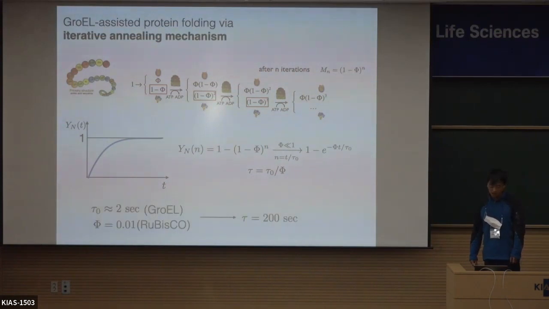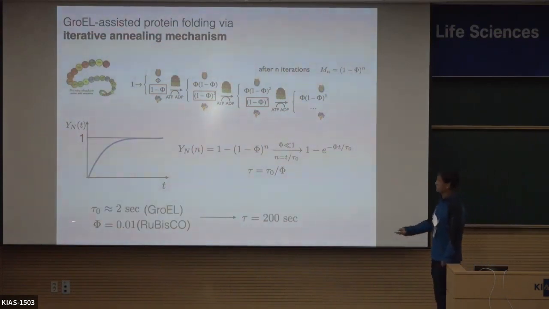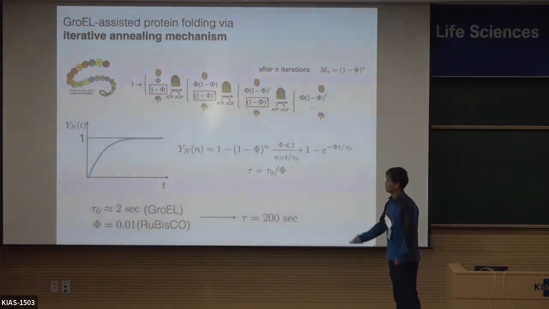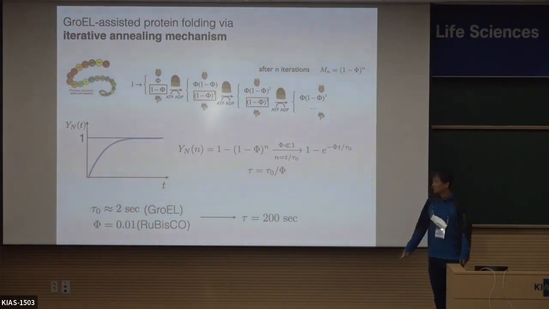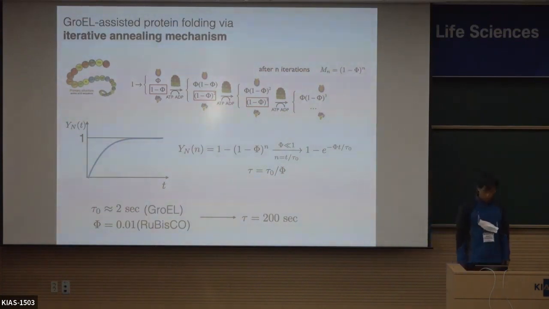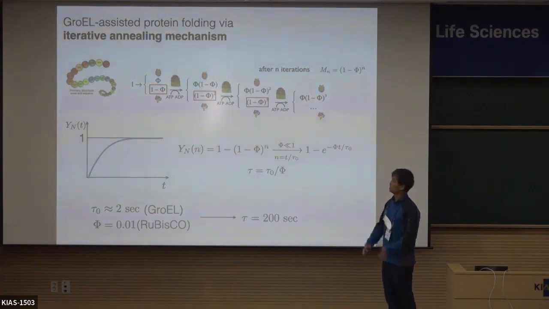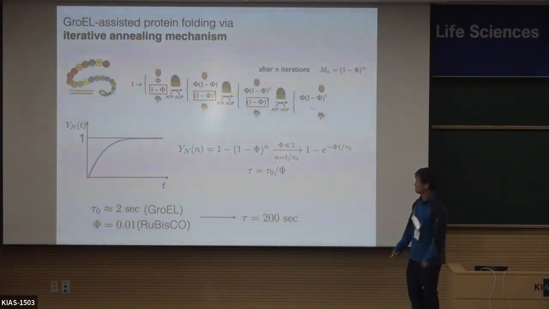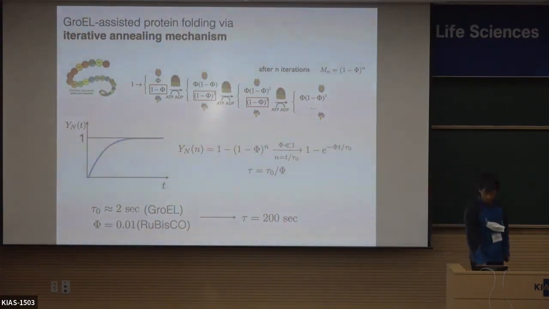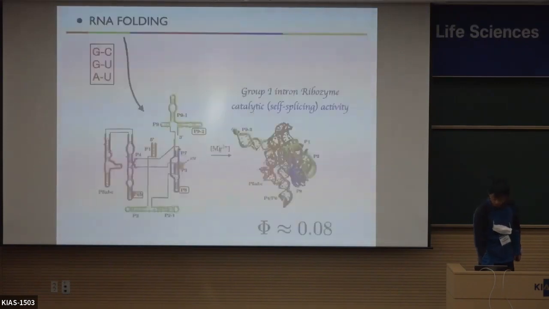Okay. So typically this tau zero, one cycle, is about 2 seconds, and for a protein like Rubisco, this phi can be as small as 1%. So the total amount of time needed for folding the entire population into the native state is about 200 seconds. This is the estimate you can make.